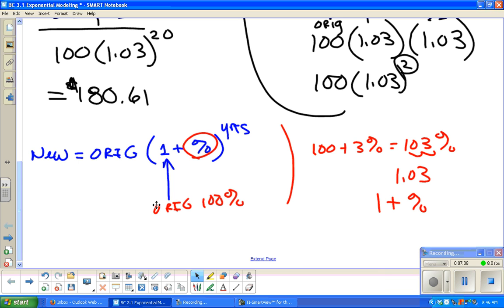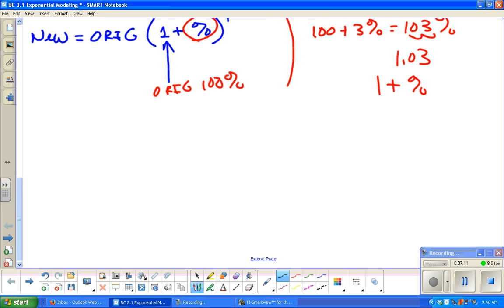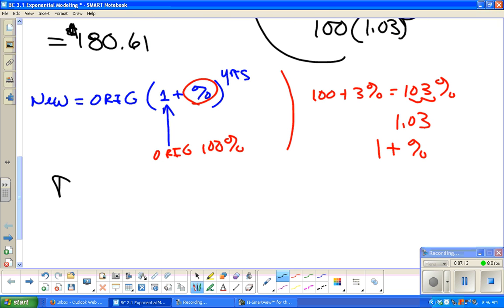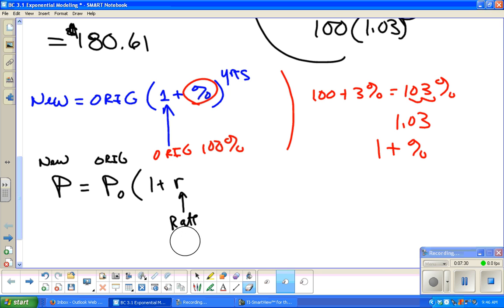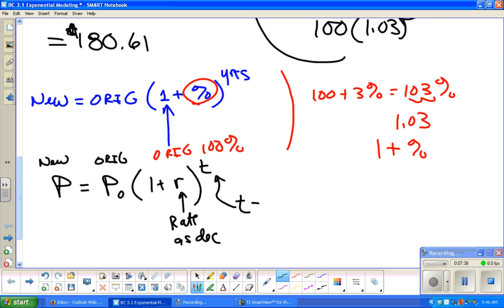Okay, so let's make this just a little more mathy looking, because, you know, it's a math class and all. So whatever my new amount is, I don't know why the book chose P, is going to be the amount at time 0 times 1 plus R. R is the rate, rate as a decimal, raised to the T power, and T is time, and it's usually the number of years.